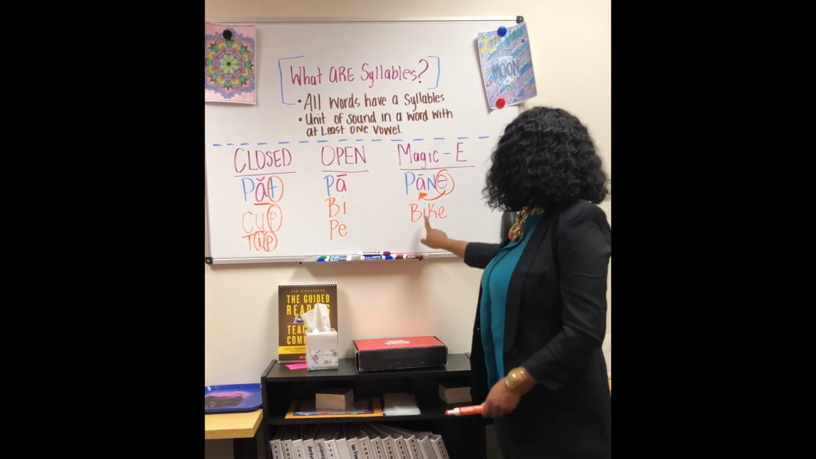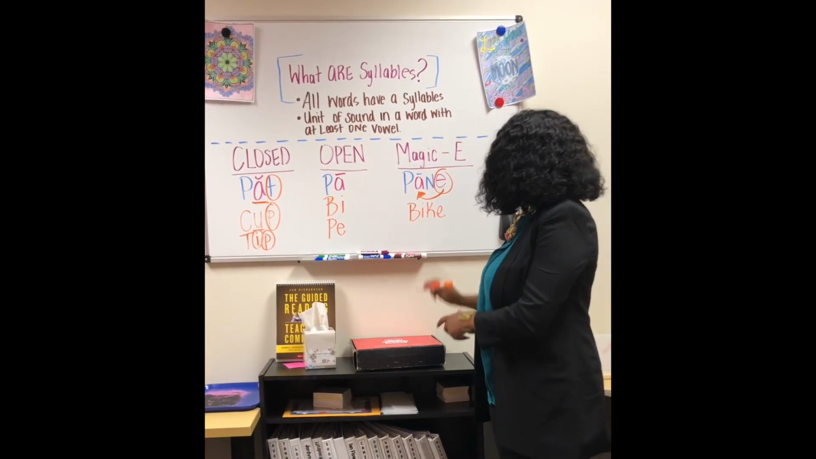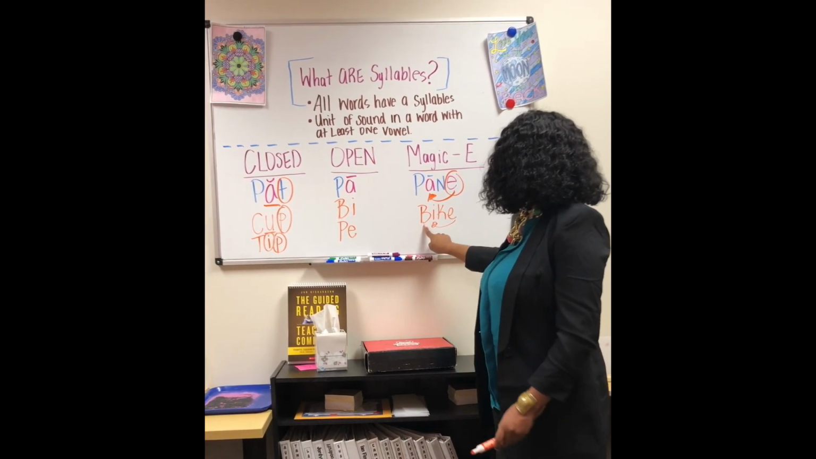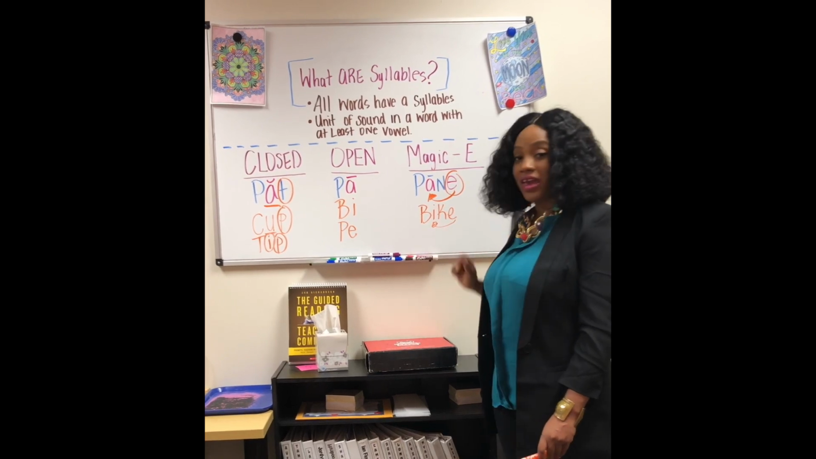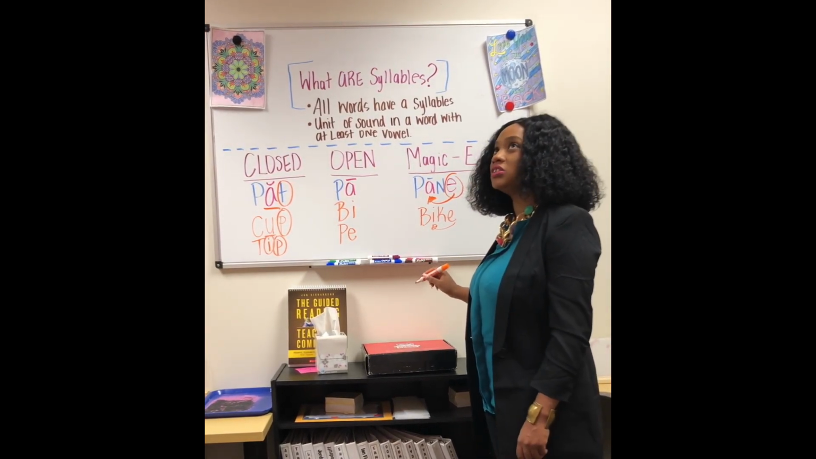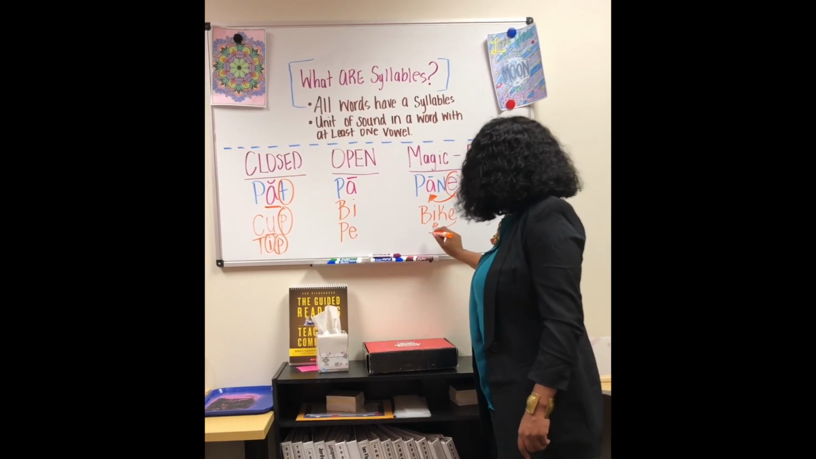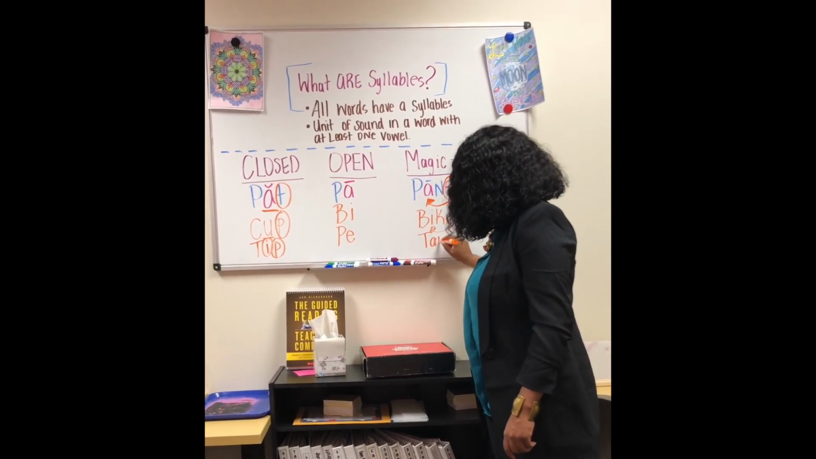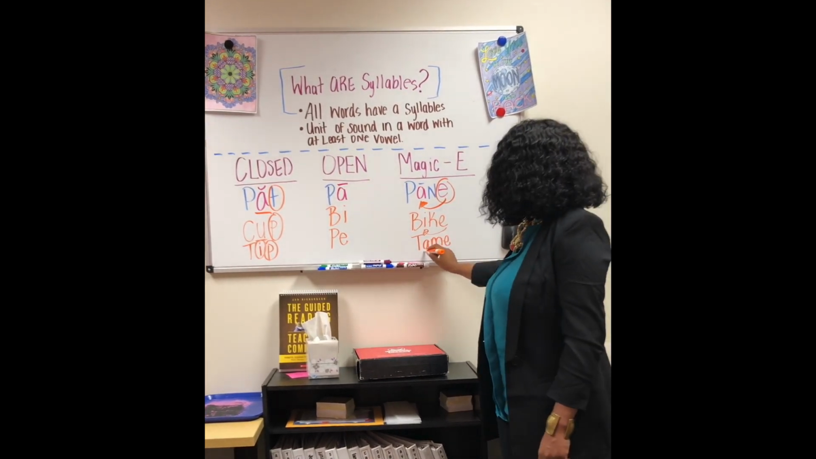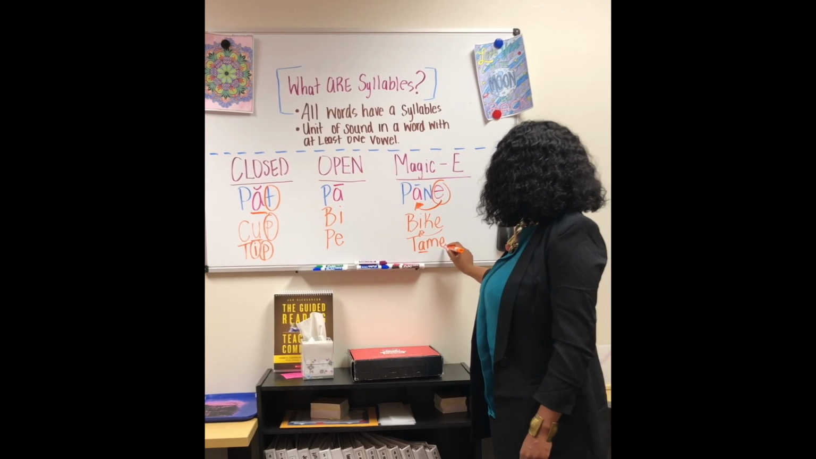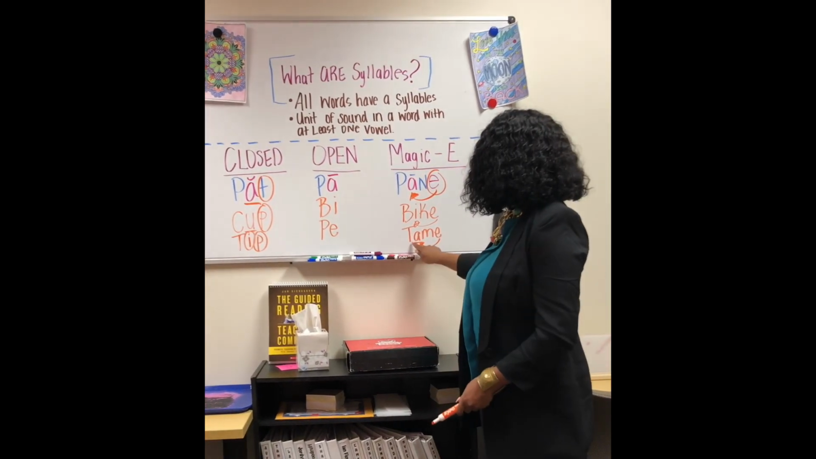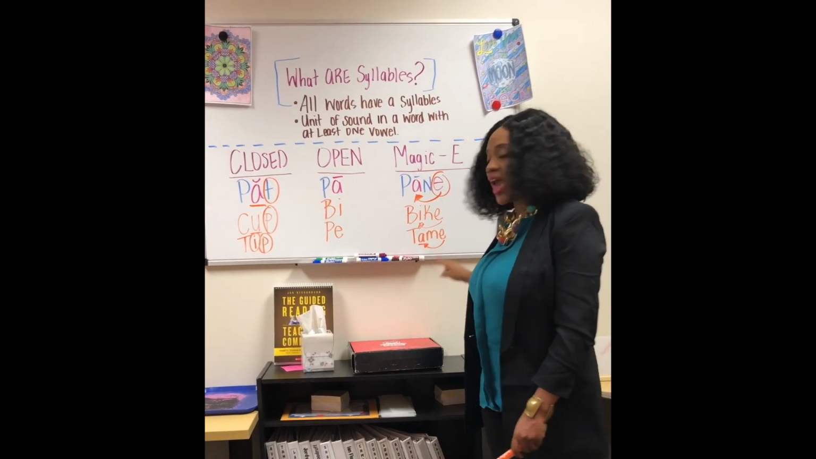Check this one out. All right, what's my vowel? I. This E is going to make this I say its name, so I'm going to read it as B-I-K, bike. Try this one. I want you to try it. What's my vowel? This E is silent, so it's going to make this A say its name. So you're going to read it as T-A-M, tame.